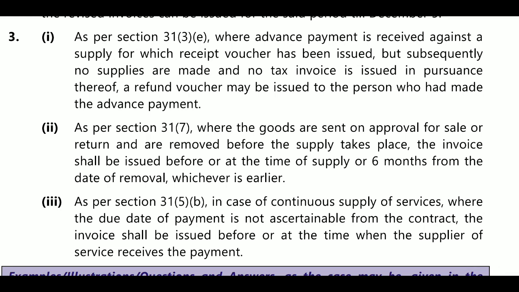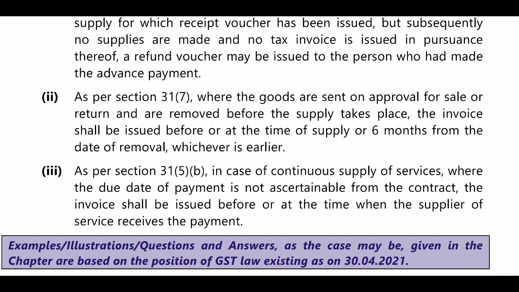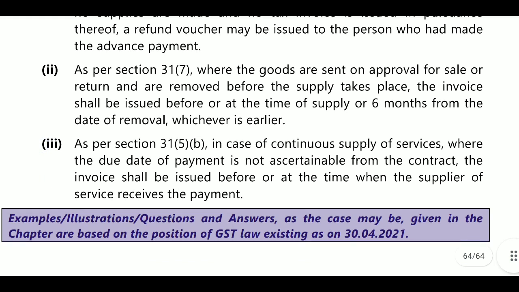In the first case we are required to issue a refund voucher. In the second case we are required to issue an invoice, the date being as and when supply takes place, or at the time of supply, or 6 months from the date of removal. In the third case, when you have continuous supply and the due date of payment is not ascertainable, then the invoice shall be issued before or at the time when the supplier of service receives the payment. This is related to these cases.